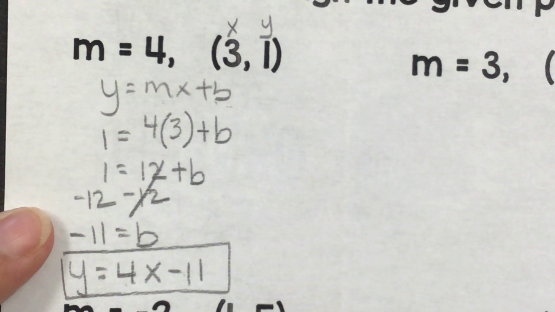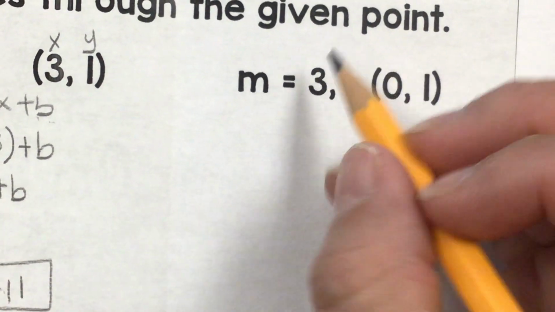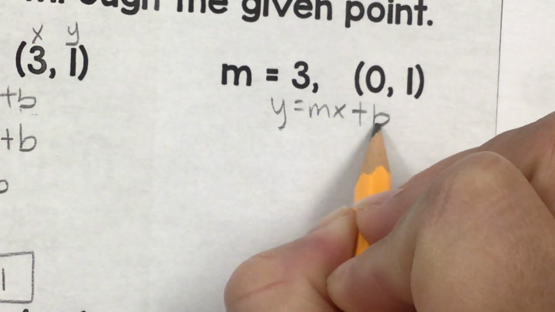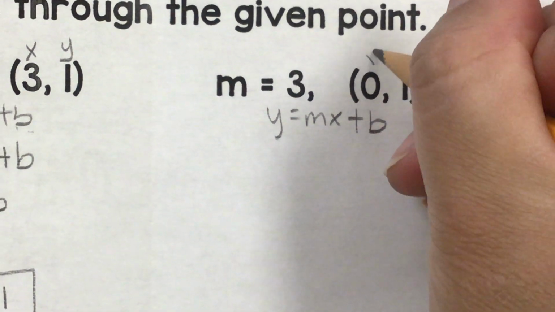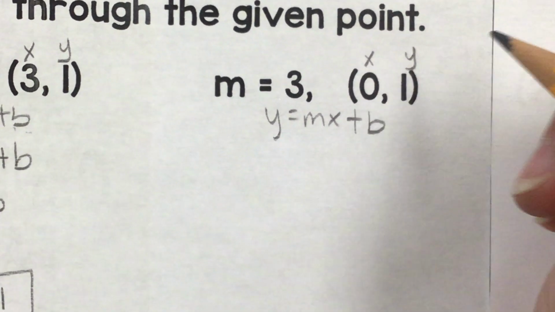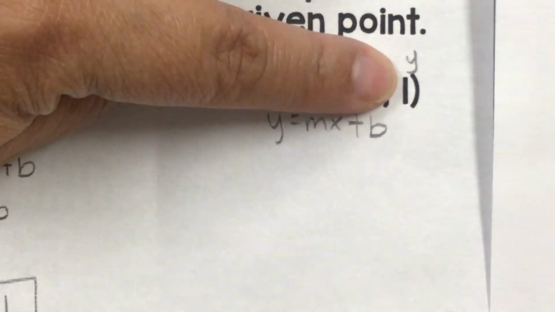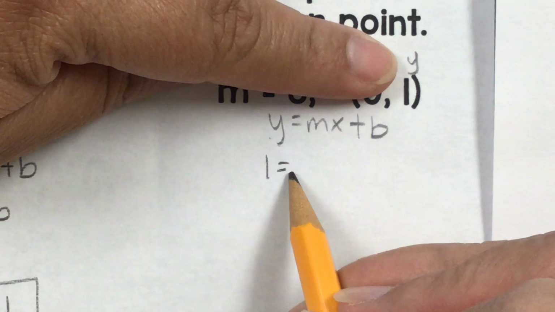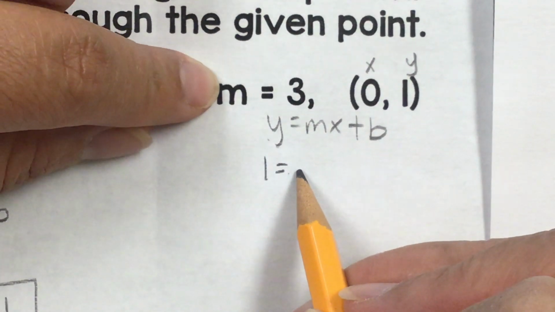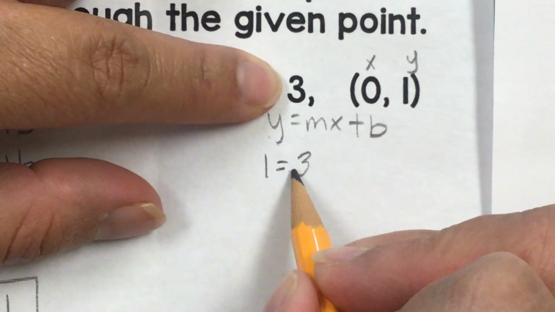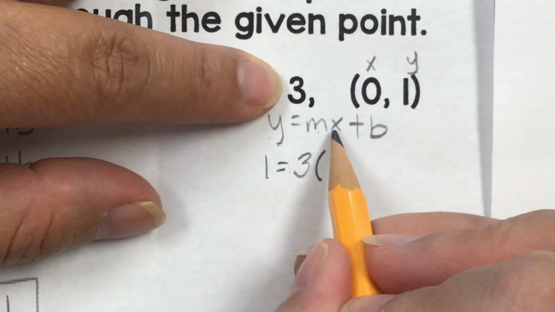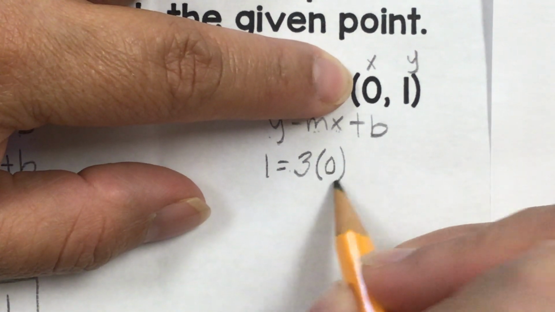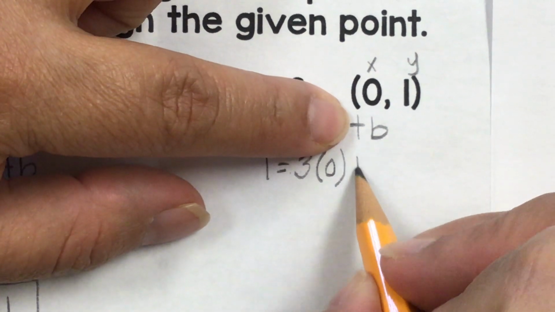Let's try it again. We have the formula y is equal to mx plus b. And we're substituting in the values. This is an x value, and this is a y value. So we're going to start with 1 equals, because that's your y value. Now we're going to substitute in the m, which is a 3. We're going to put it in parentheses because we've got to multiply these two together with your x value. And then you just rewrite plus b.